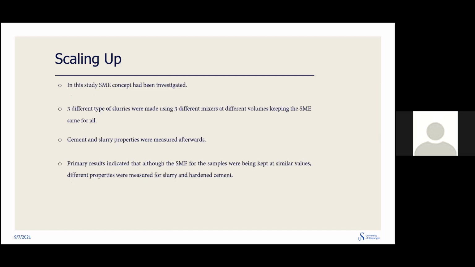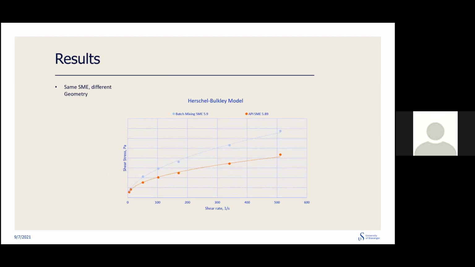So what I've done is I just wanted to test this concept, whether SME is good enough to scale the mixing process or not. So I prepared different slurries using Class G cement with the 3 different mixers I showed you earlier. And then I measured the properties, both of the slurry and the hardened cement, and compared them to each other. As expected, the primary results show that the SME is not as good as it used to be, or as they used to say. So we needed to come up with another solution.